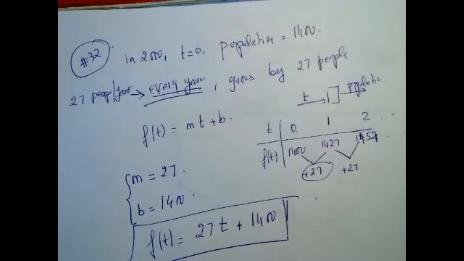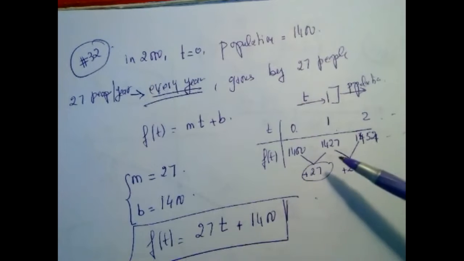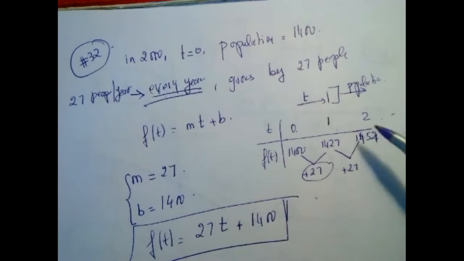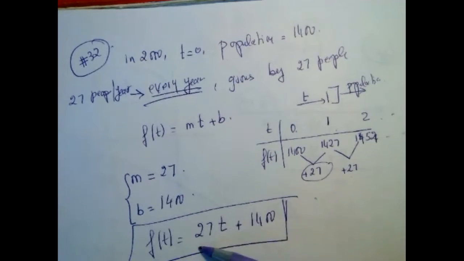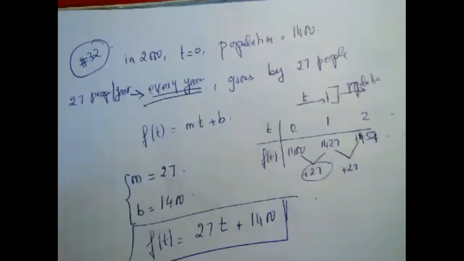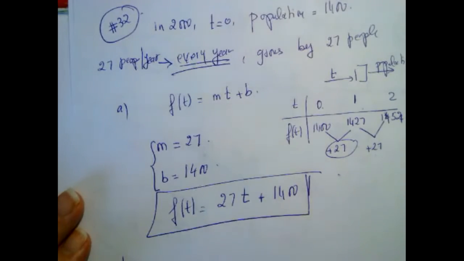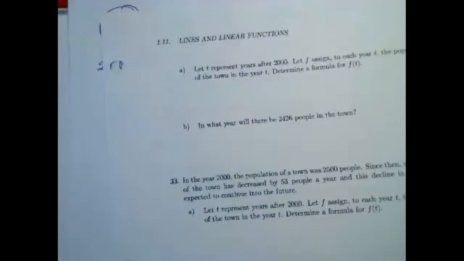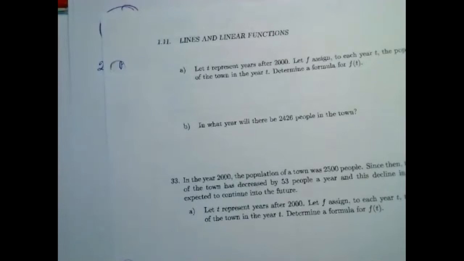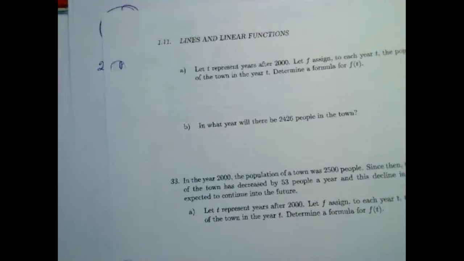As I said last time, that's a very logical formula, because you start with 1,400. After 1 year, you add 27. After 2 years, you add 2 times 27. After 3 years, 3 times 27. So the formula makes a lot of sense. So this is A. Now B is asking the following: in what year will there be 2,426 people in the town?